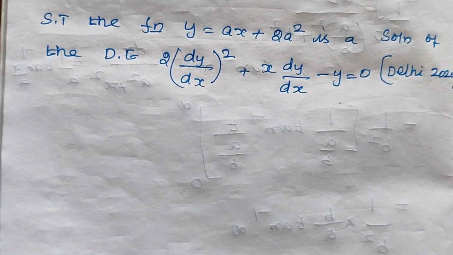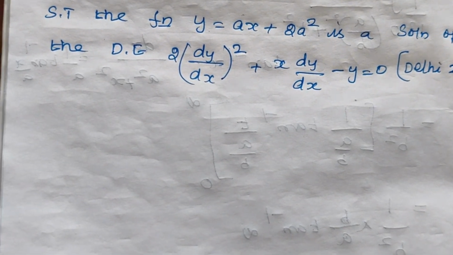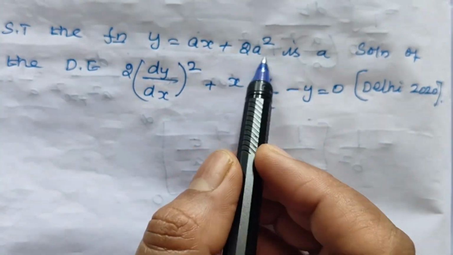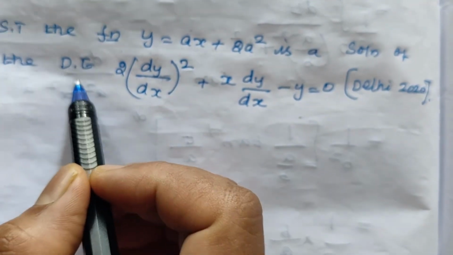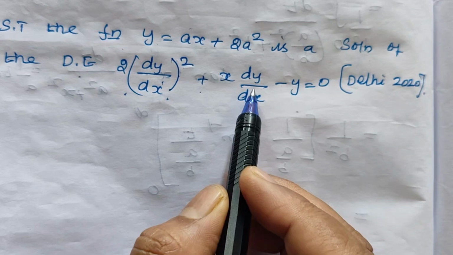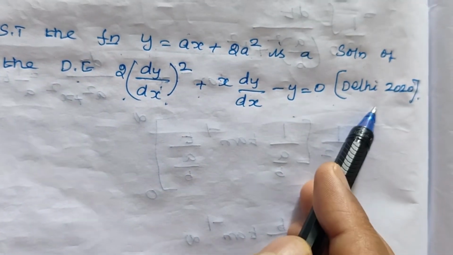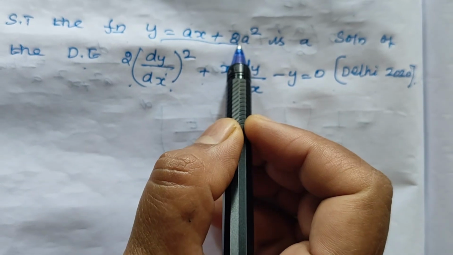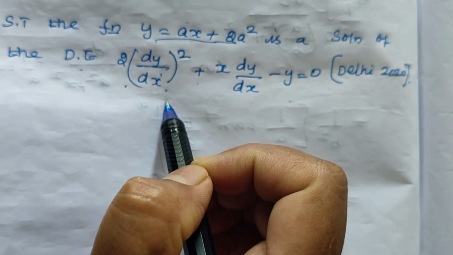The chapter is differential equations. Here we have to show that the function y equal to ax plus 2a square is a solution of the differential equation 2 into (dy by dx) the whole square plus x into dy by dx minus y equal to 0. That is, from this function we have to derive this differential equation.